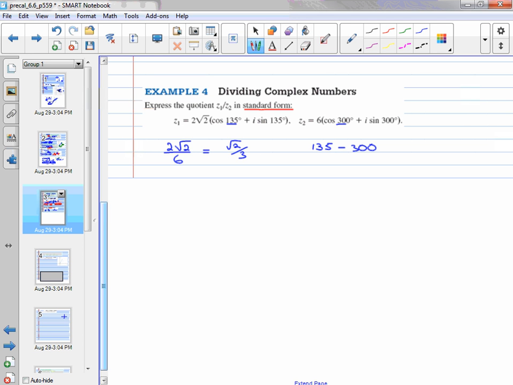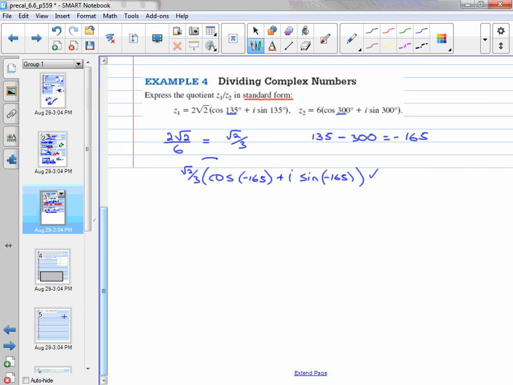Now notice they've switched here to degrees. We'll have to remember that when we are working on this. So that gives us negative 165. So our quotient is square root of 2 over 3 cosine of negative 165 plus i sine of negative 165. So there's our answer in the trig form. They want us to convert to standard form.